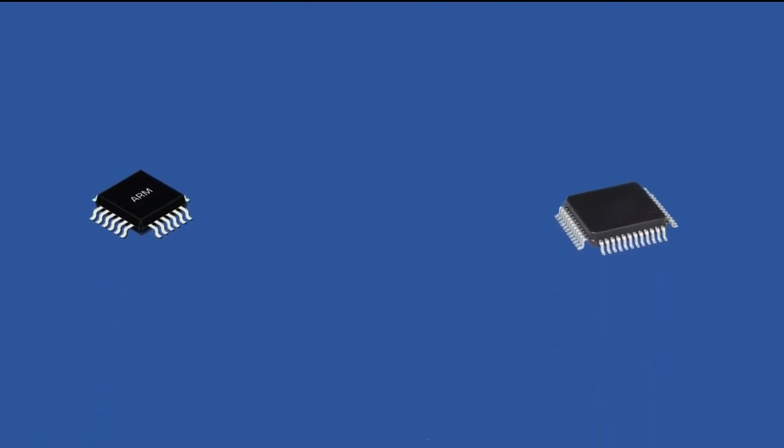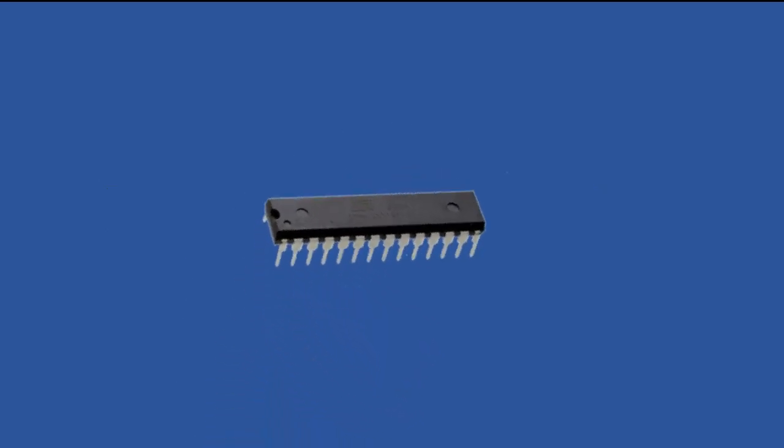A microcontroller might be this type, or this type, or maybe this type of package. Whichever it is, I will discuss the internal blocks of this microcontroller. Read-only memory: this is a permanent memory. Random access memory: this is volatile memory, meaning if the power supply is interrupted, the memory loses its data.